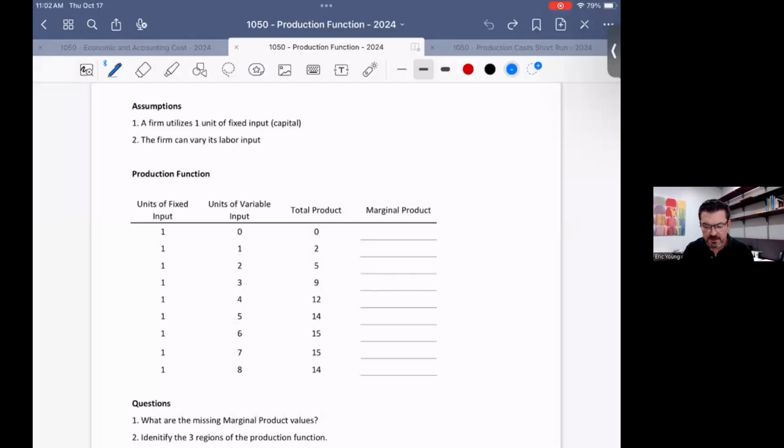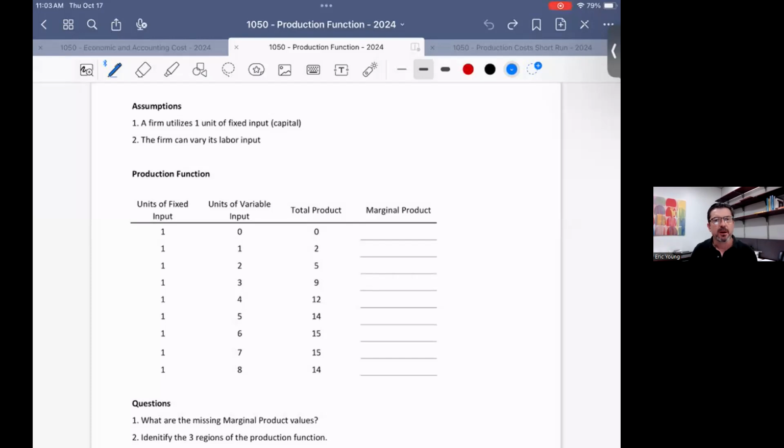Hello there, economics friends. In this video, we're going to tackle a couple of concepts that are tied to the theory of the firm. We're going to look specifically at the production function, and then we're going to look at costs in the short run.